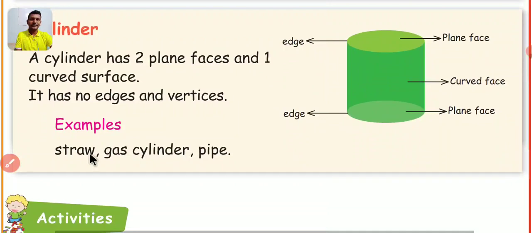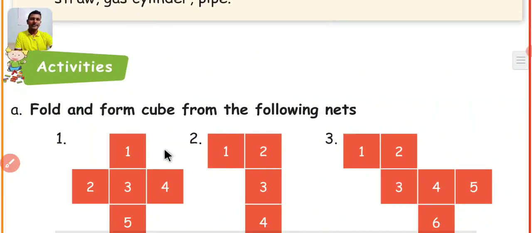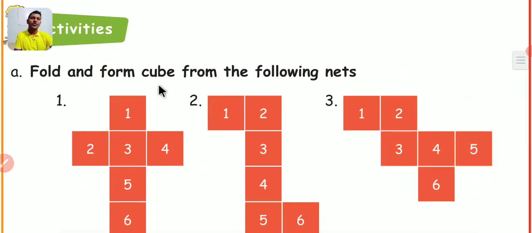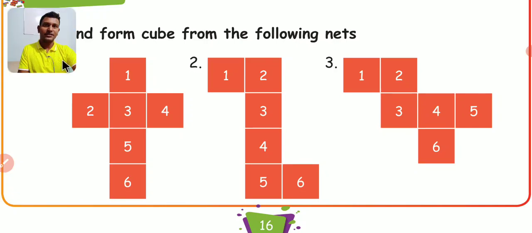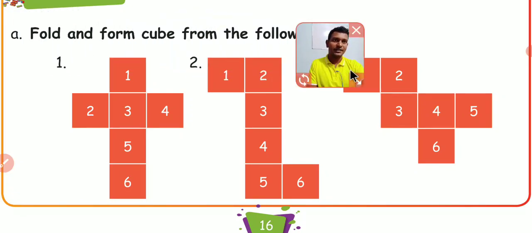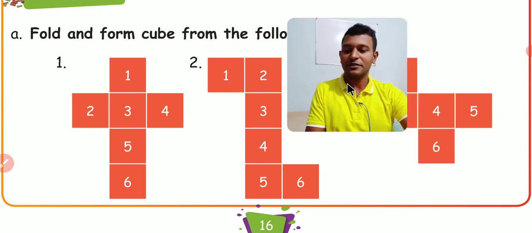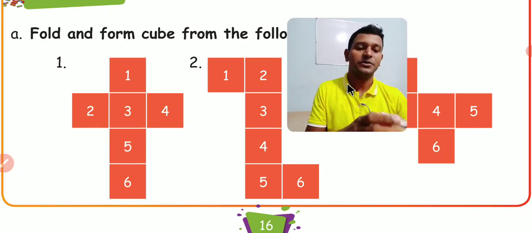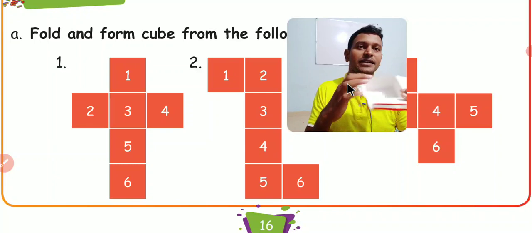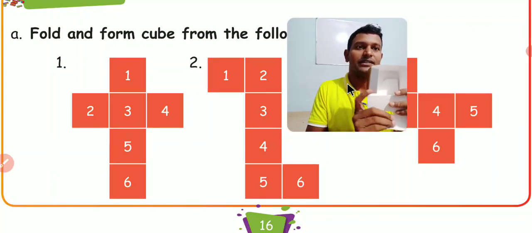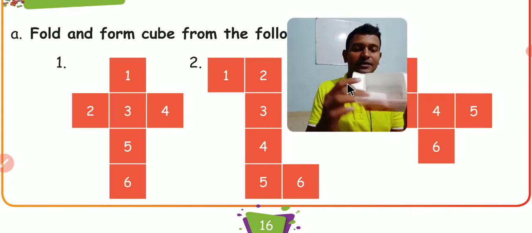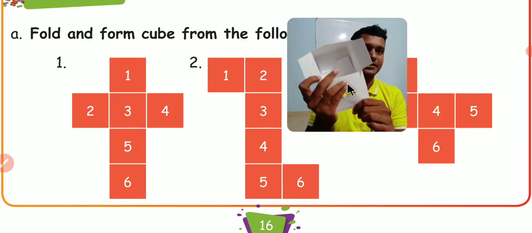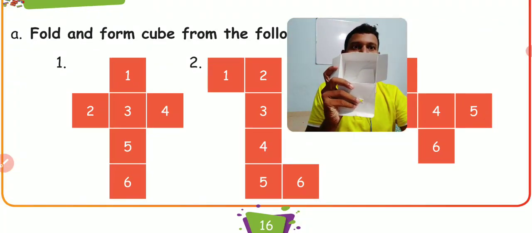Next one, this is an example. Here they are giving the activity: fold and form a cube from the following nets. They are giving some shapes, and by using the shape we are going to form the cube. You see here, this box they are giving. Like in this way they are giving the shapes.